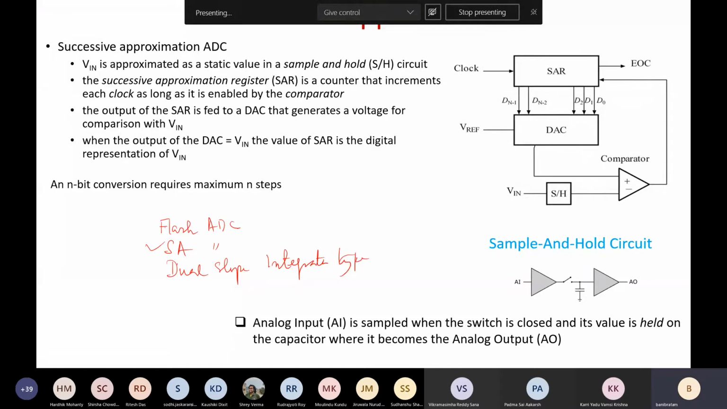Then you can have some sigma delta ADC, etc. So there are different types of ADCs available, depending on their conversion techniques, right? Here, just for representative purposes, we will discuss in detail the SA type, that is the successive approximation type. What is the technique used here?